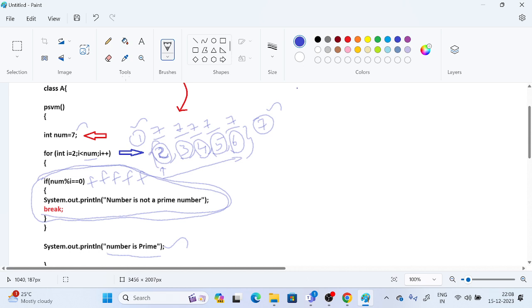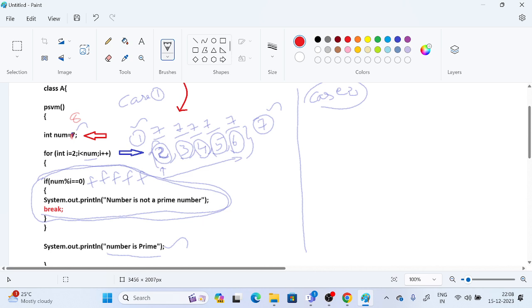This is one case. Let us consider another case, case 2. Instead of 7, let's remove this 7. Instead of 7, let us check if the number 8 is prime or not.